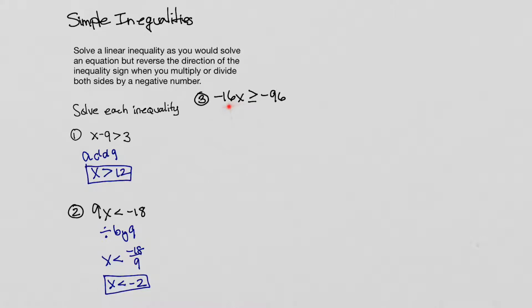Now here in number 3, we're going to make use of that reversal property. What we're going to do here, of course, is isolate the x, so we're going to divide by negative 16. Alert: we're dividing by a negative number, so we're going to reverse the direction of this inequality sign. Negative 16 divided by negative 16 is just 1, so x is now less than or equal to negative 96 over negative 16, and when I did that, I got 6, less than or equal to 6.